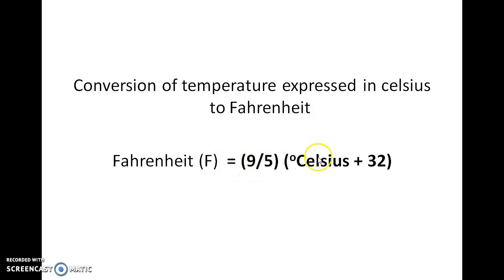That is, if I have a temperature which is expressed in degree Celsius, to that add 32 and multiply the resultant by 9 by 5, which comes to around 1.8. Degree Celsius added with 32 multiplied by 1.8 gives the value which could be expressed in Fahrenheit.